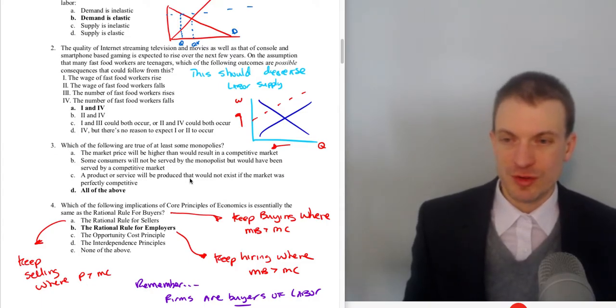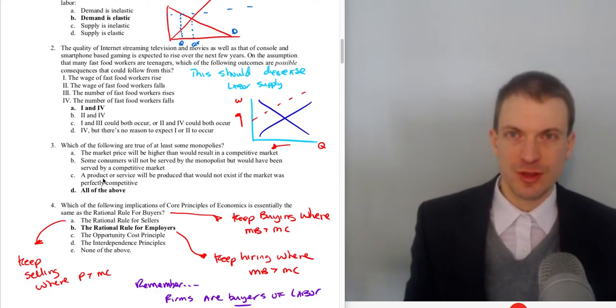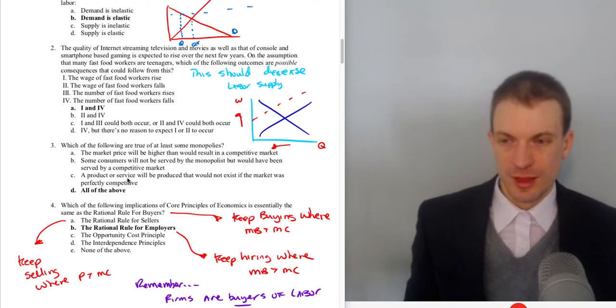And then a product or service will be produced that would not exist if the market was perfectly competitive. That's probably true too, because you have a situation where now there's an incentive to recoup the large fixed costs associated with innovation and so on and so forth. You can think of other types of monopolies here beyond utility. Think of patents and copyright protection. The only reason you'd ever produce something like entertainment is if you're the one that's going to be able to recoup the benefits of your investment.